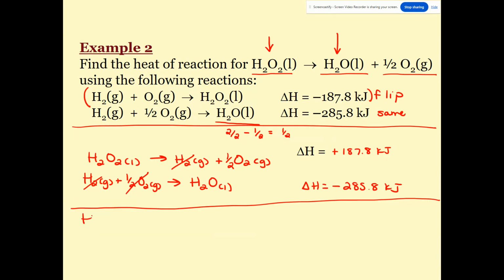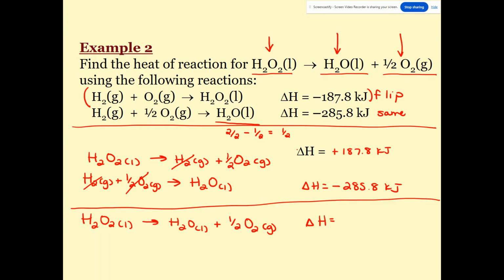Okay, so left over is H2O2 liquid, my only reactant, and my products are H2O liquid and now 1/2 oxygen is left because it canceled with the other half on the reactant side. And that is, again, my net equation. So see how the elements kind of just worked themselves out. I didn't need to add a reaction to figure that one out or to place that one.